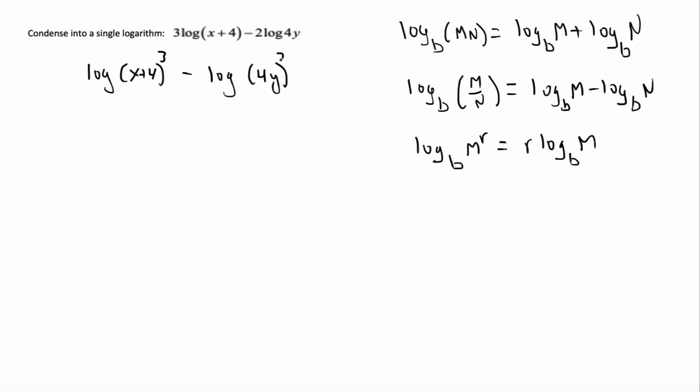Now I'm going to put these in parentheses because you've got to make sure that the squared applies to both terms here. Now that there's no coefficient, we can combine these into one log. Once again, because of the minus, we are going to use the quotient rule, which means we take the log of the first term, which is x plus 4 cubed, and put it over the 4y squared.